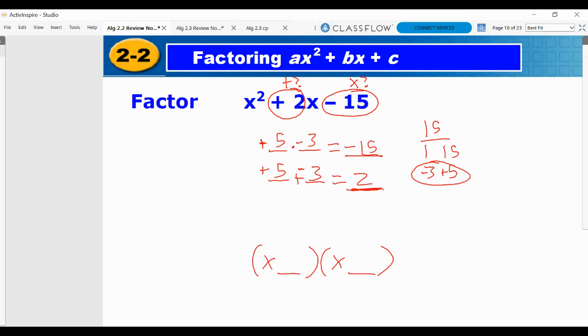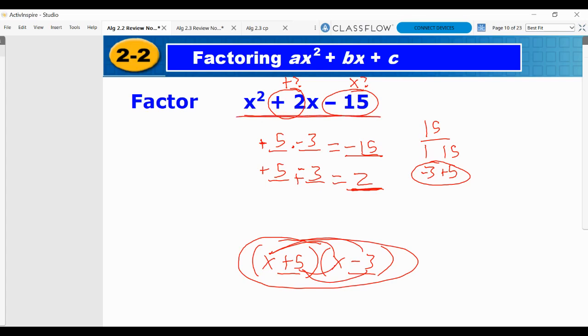All right, so there's your two numbers that you're going to use. So right here we have positive 5, and here we have minus 3. All right, there's your answer. This is what it looked like before all the multiplying took place. You can always check it to see if it works, and you would end up getting that for an answer.